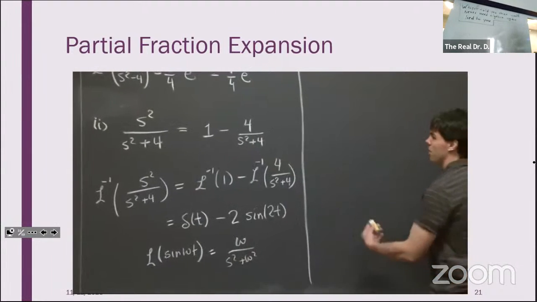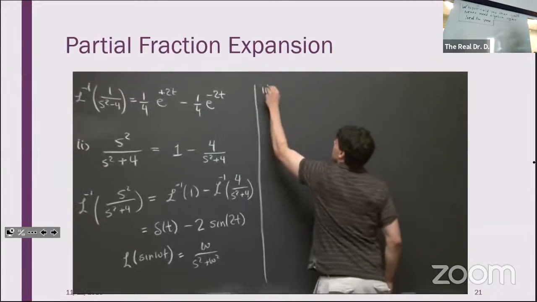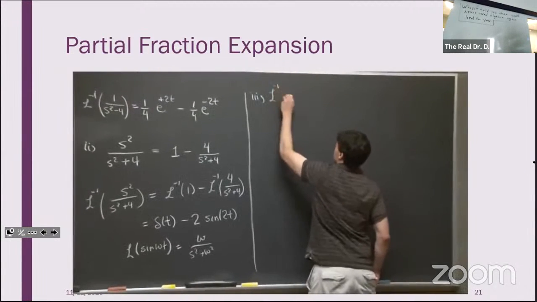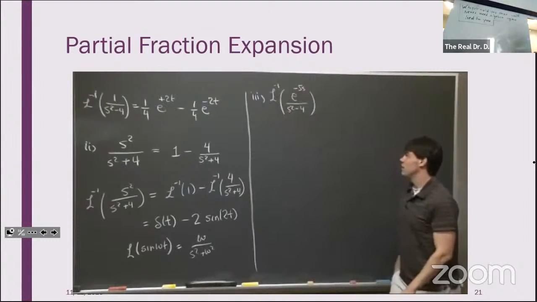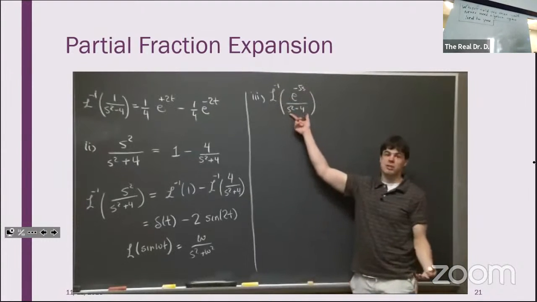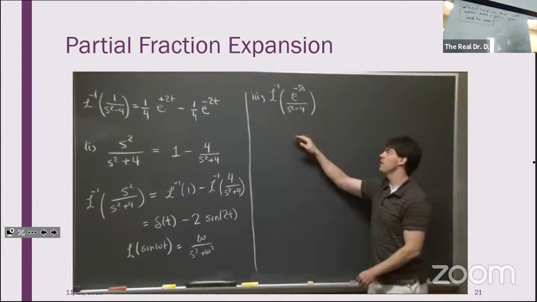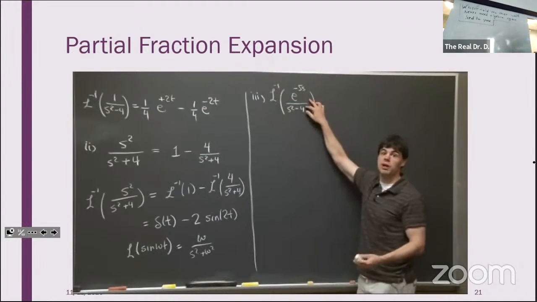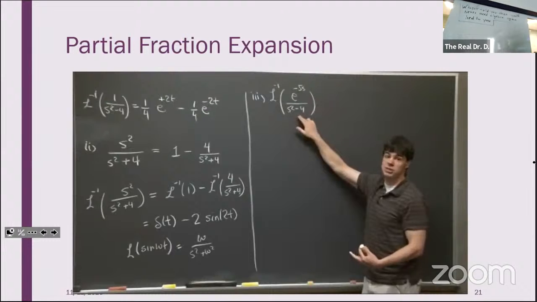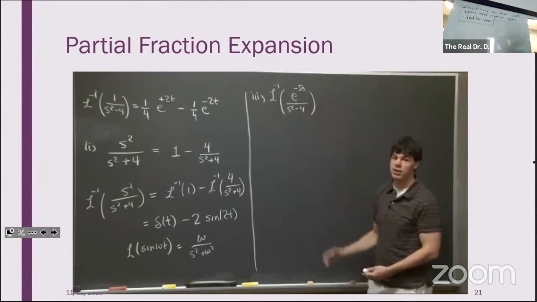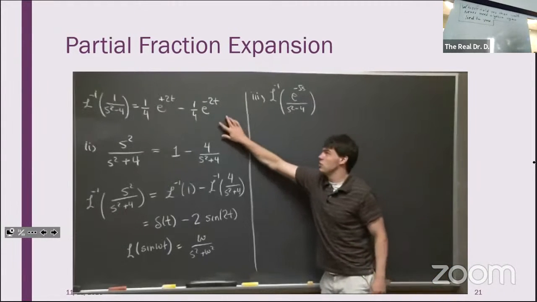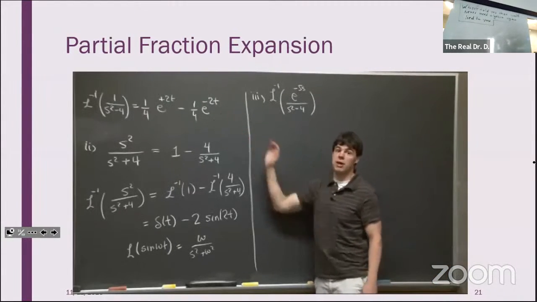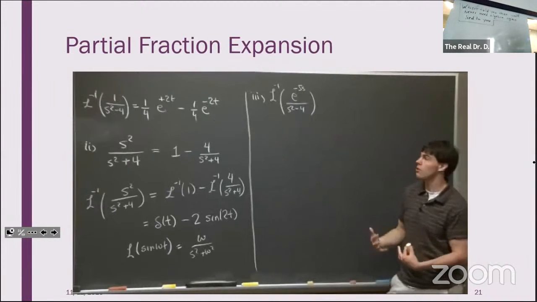Lastly, for part 3, the third problem, we're asked for the inverse Laplace transform of e to the minus 5s divided by s squared minus 4. Now note that we already know the inverse Laplace transform of 1 over s squared minus 4. In this case, we're just multiplying 1 over s squared minus 4 by e to the minus 5s. So we can use the shift formula in addition to what we already computed.